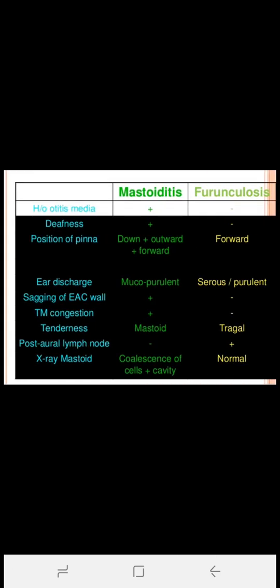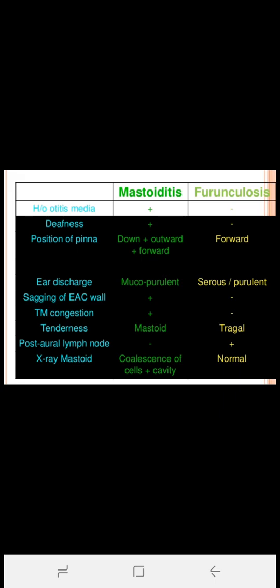Now, mastoiditis and furunculosis, how will you differentiate? In both there will be a history of acute onset. In mastoiditis there is a history of otitis media, while in furunculosis there won't be. Here deafness will be present, and the position of the pinna is downward, forward and outward in mastoiditis, while in furunculosis it is only forward. Ear discharge is mucopurulent in mastoiditis, with sagging of the posterior canal wall, congestion of the tympanic membrane, and mastoid tenderness, but no postaural lymph node. An X-ray will show coalescence of the air cells with a cavity.